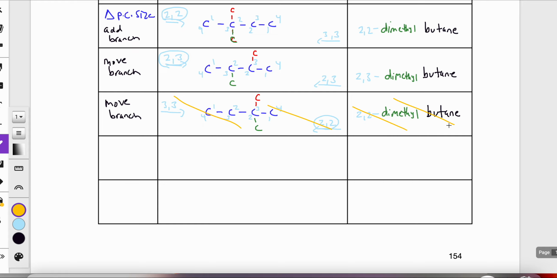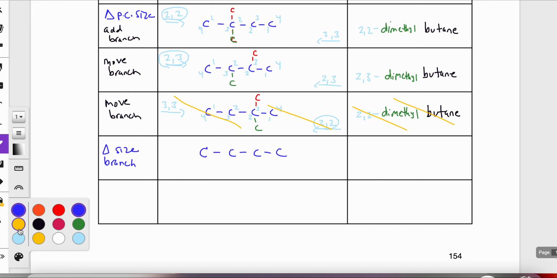That's okay. So once we hit our repeat structure, that means we need to make a different adjustment. So now, instead of changing the parent chain, because we have two different branches, now we can try to change the size of the branch. So instead of having a 1 carbon branch, let's make it a 2 carbon branch. So here's my parent chain. It is still a 4 carbon parent chain. And now my branch has to be made up of 2 carbons. So this is what this looks like.